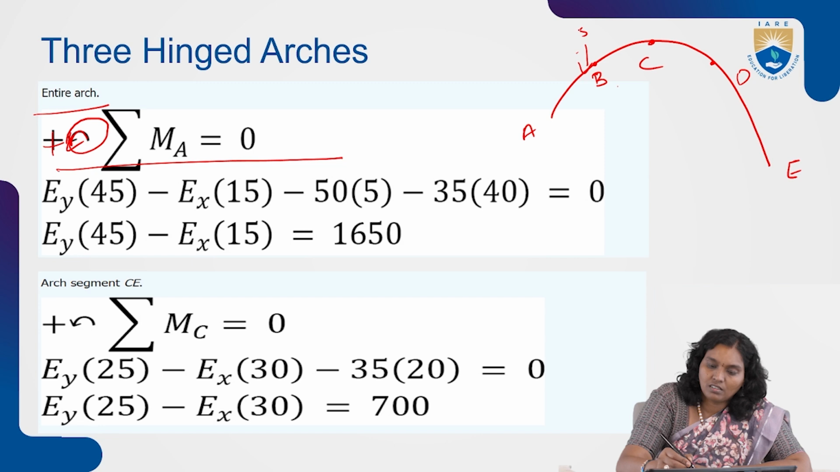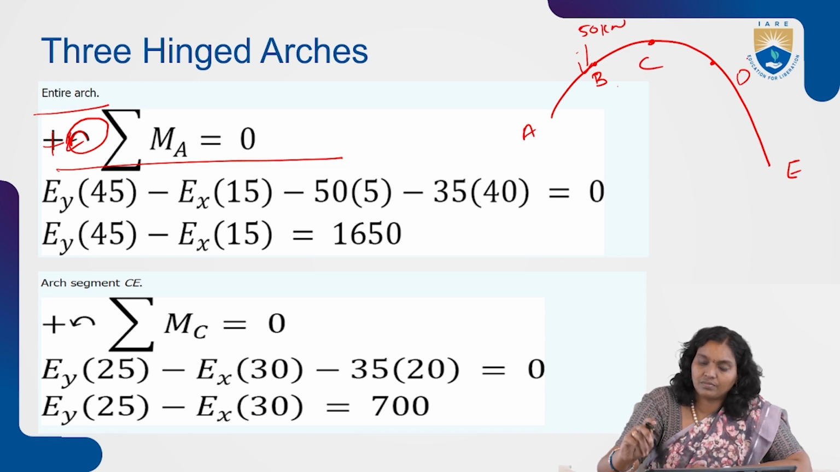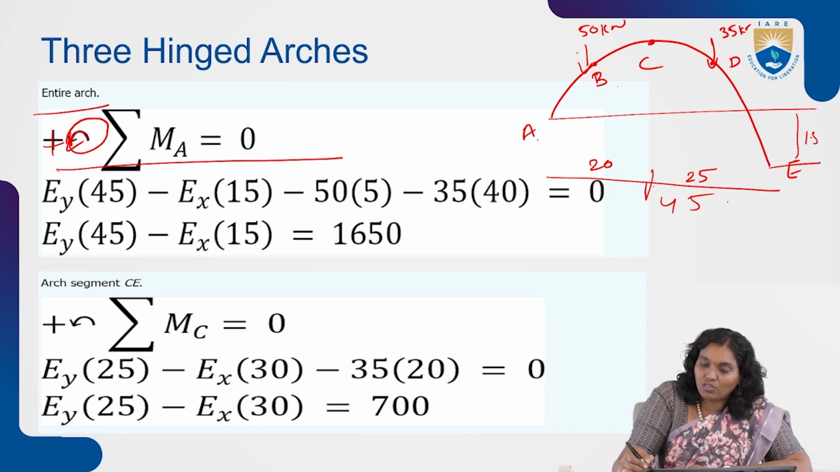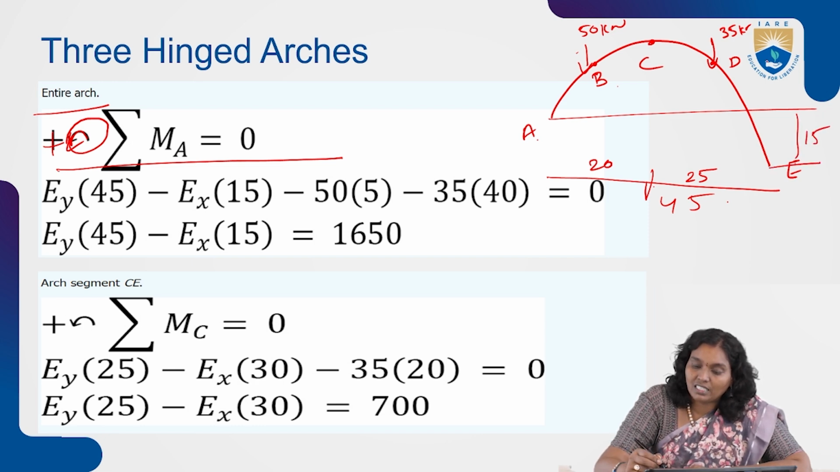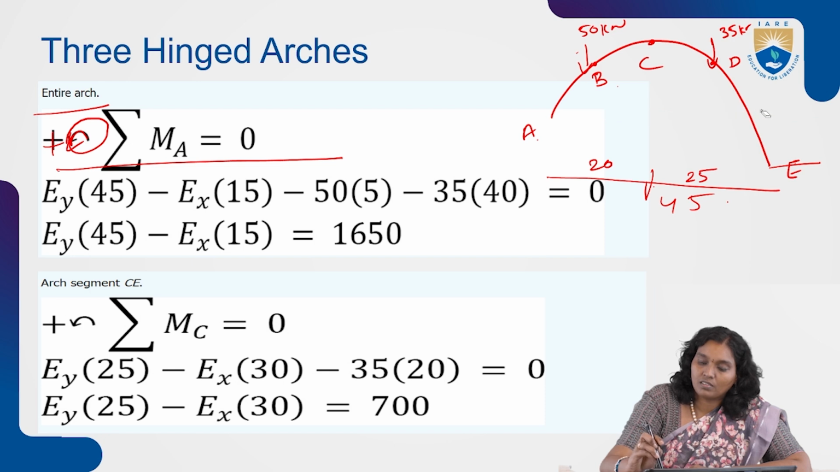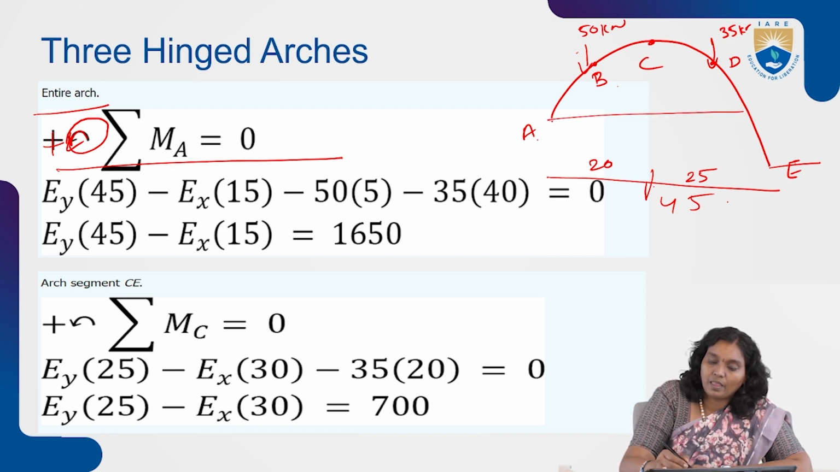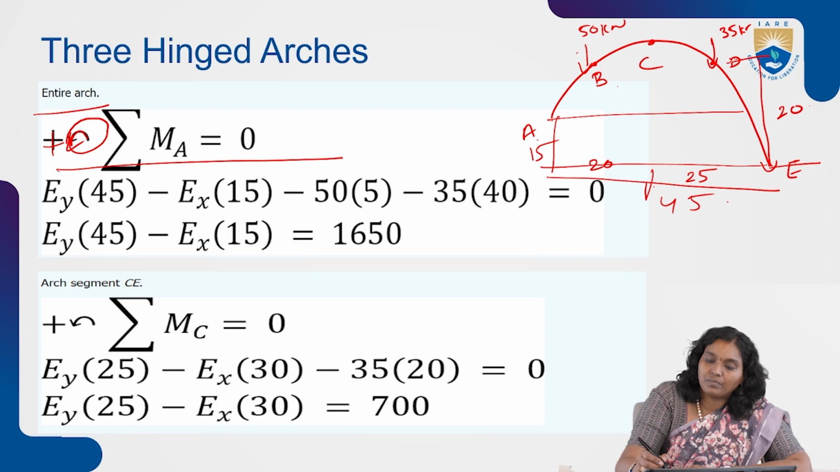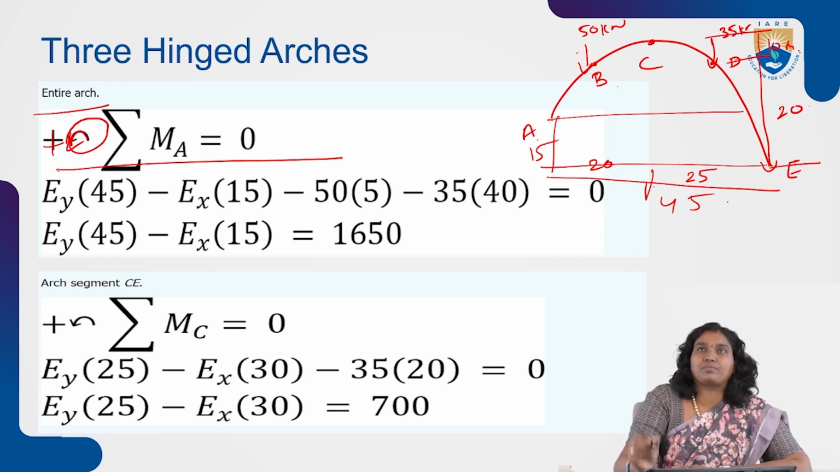From here the load is 50 kilonewtons. At D that is equal to 35 kilonewtons. The horizontal distance between A and E is totally 45. From A to C is 20. From C to E is 25 meters. And the vertical distance from A to E is equal to 50. The vertical distance from D to E is equal to 20. And from D to C is 10 meters.